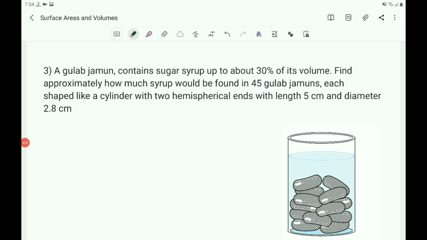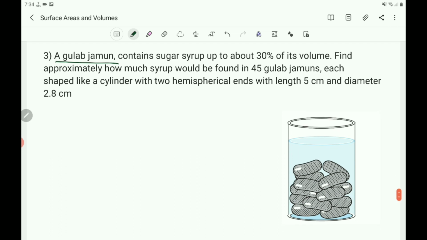Now you take the third question. A gulab jamun contains sugar syrup up to about 30% of its volume. Find approximately how much syrup would be found in 45 gulab jamuns, each shaped like a cylinder with two hemispherical ends with length 5 cm and diameter 2.8 cm. Here there are 45 gulab jamuns, and find the volume of one gulab jamun and multiply that by 45. Then you will get the volume of the 45 gulab jamuns. And 30% of the volume of the 45 gulab jamuns contains the sugar syrup, and we have to find approximately how much syrup would be found in 45 gulab jamuns.